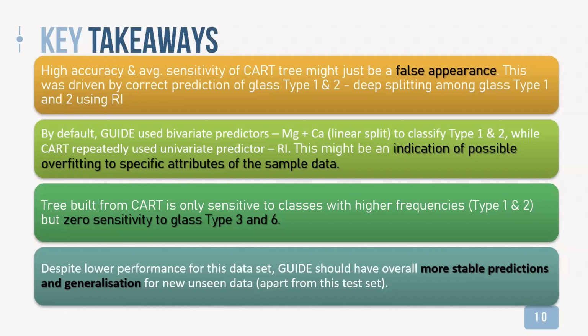And despite the lower performance on this data set, we think that GUIDE should have overall more stable predictions and generalization for new unseen data that is apart from this particular test set. So for further discussion, I will pass to Chiao Hung.